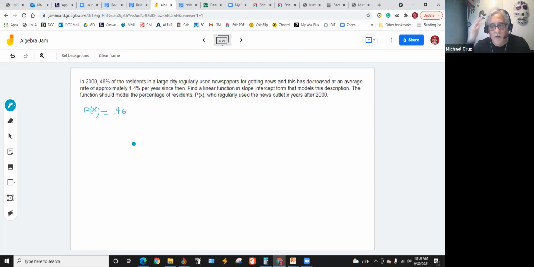All right. So in 2000, it would be 46%. I'm writing it as a decimal. Plus point, and just remember, you got to get your decimals right on this. So 1.4 is 0.014x. So that's all there is to it. It's not really that tough.